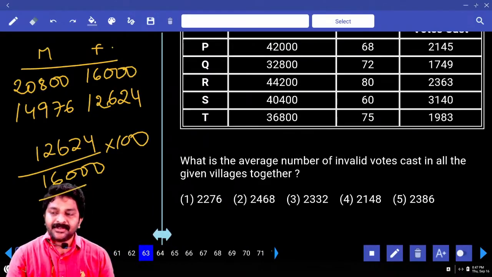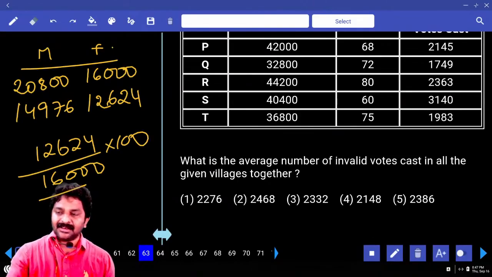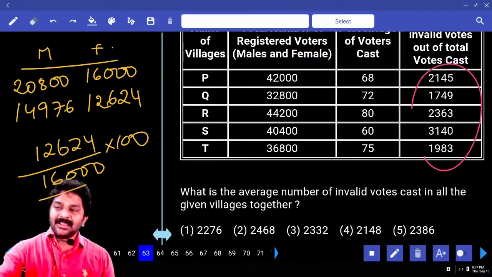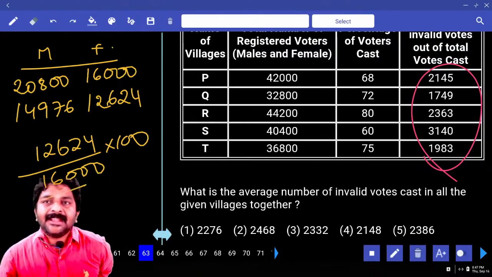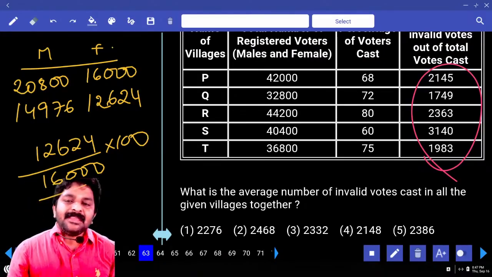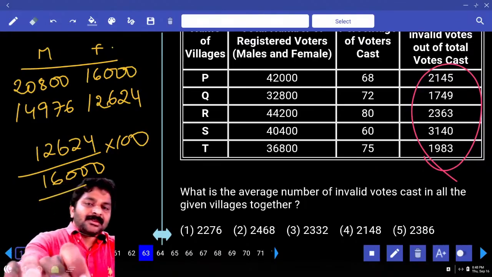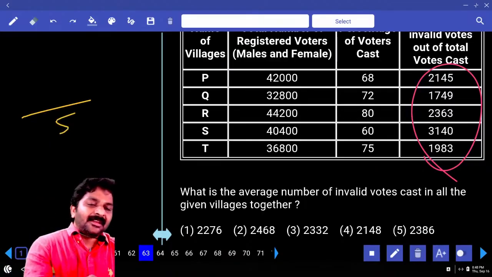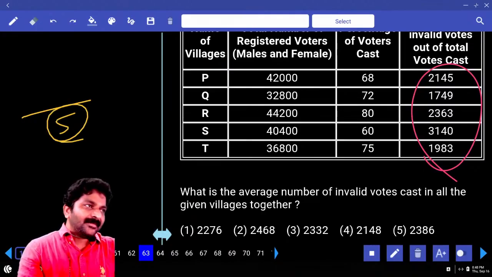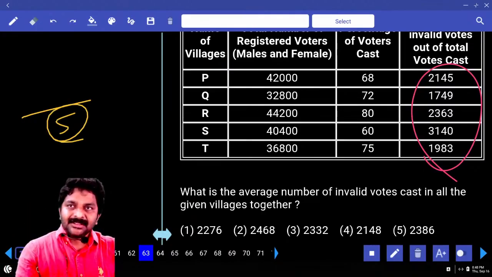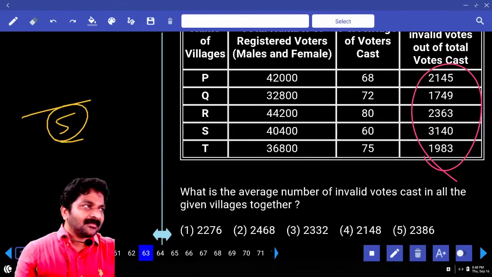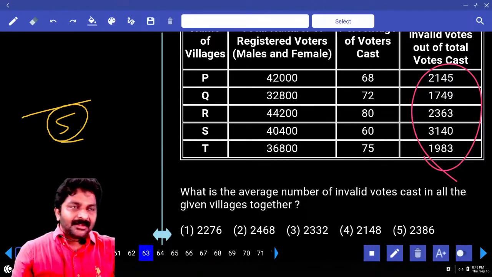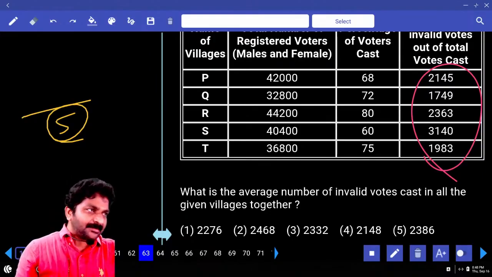What is the average number of invalid votes casted in all the given villages together? Right. So, invalid votes. You are already given invalid votes, and for these numbers, we have to calculate the average. So, how many villages are there? So, sum of numbers divided by 5. When your denominator is 5, you cannot verify the last digit. You can decide whether you get an even number or odd number, that's all. Are you getting my point? So last digit verification is not possible.